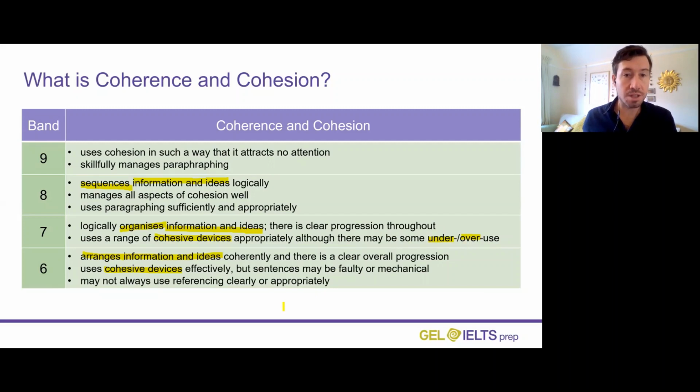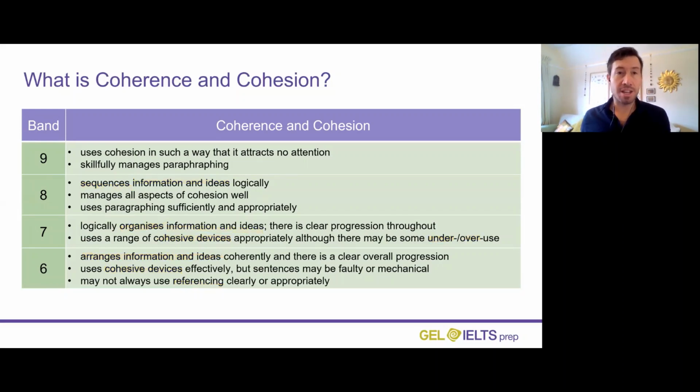Another thing that it talks about here is using referencing clearly. And this is mentioned in the band 6. Now, referencing is using pronouns like he, she, it, they, those kinds of things, and words like these, this, those, that. Words like that, okay? So you're not repeating nouns again and again and again. So the better you use that, again, you can get a higher mark in coherence and cohesion.